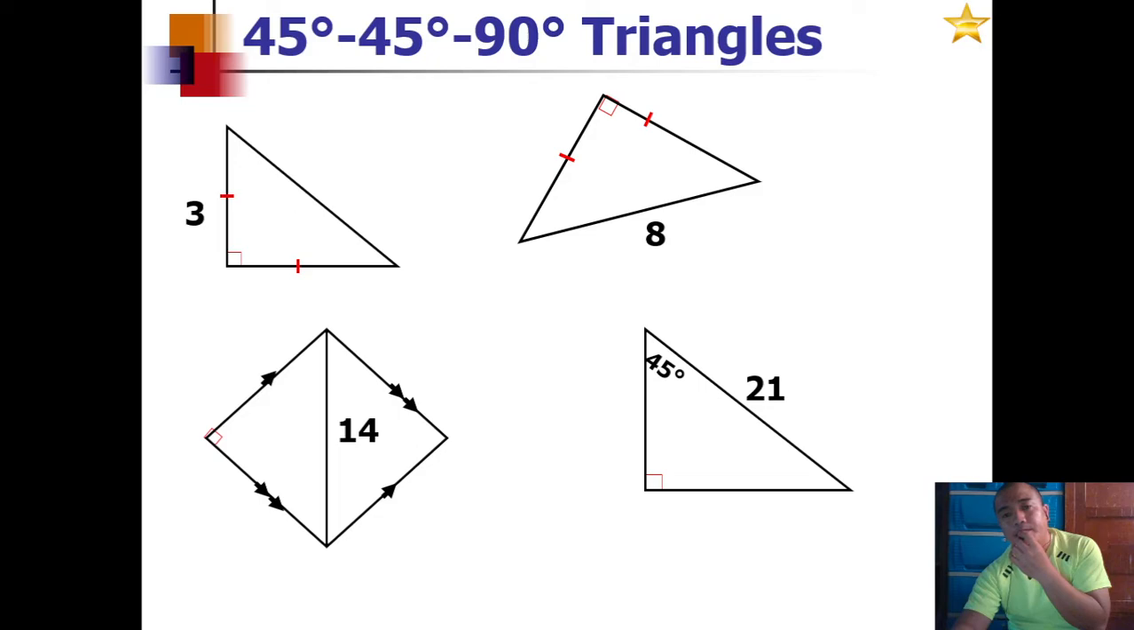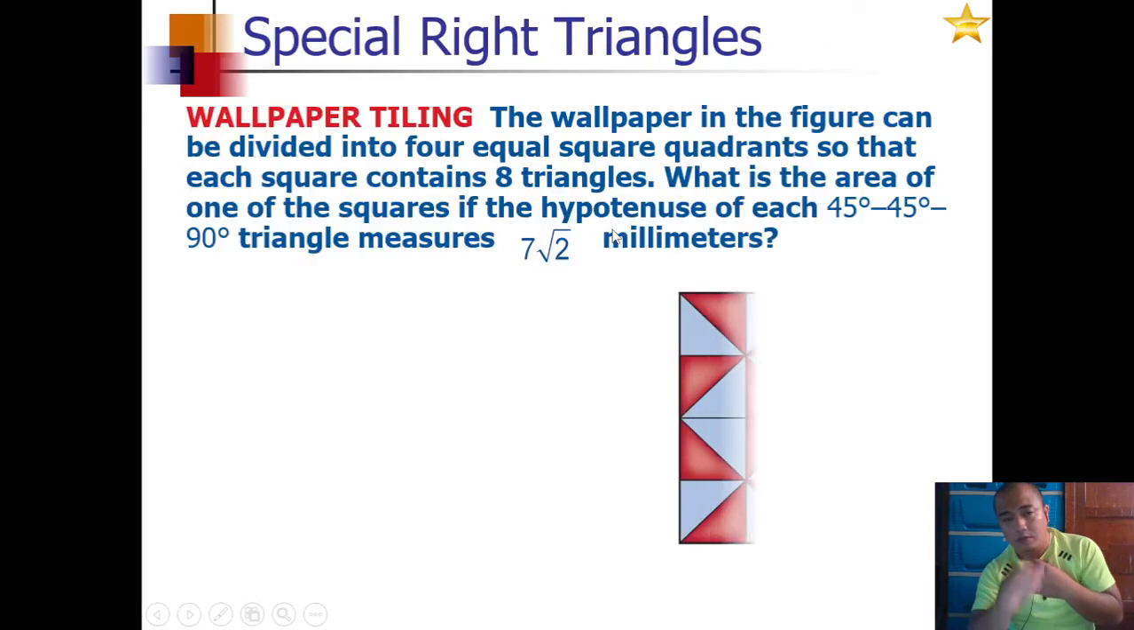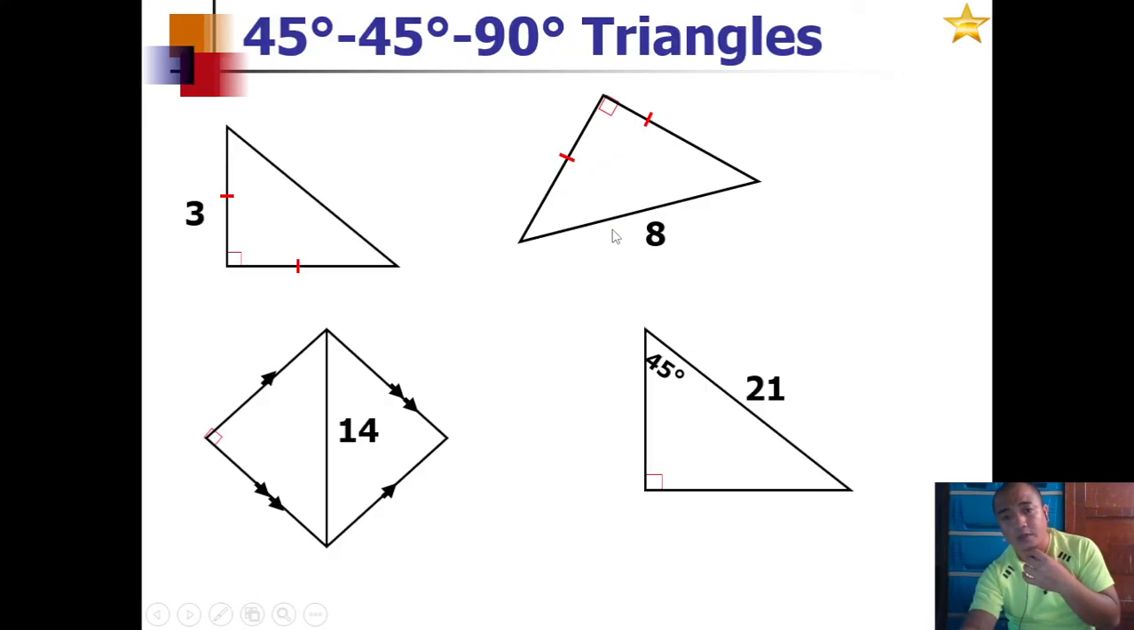Okay, another. These are 45, 45, 90 triangles. The legs: this is 3, the other leg is also 3. What is the length of the hypotenuse? The length of the hypotenuse is 3 square root of 2. Here, just like what we did on the previous slide, the legs are 4 square root of 2. Just divide 8 by square root of 2.